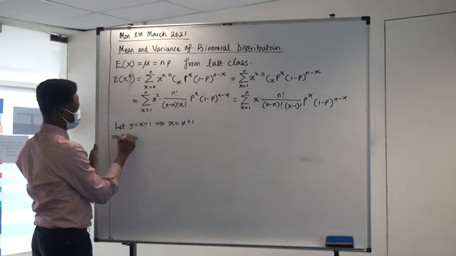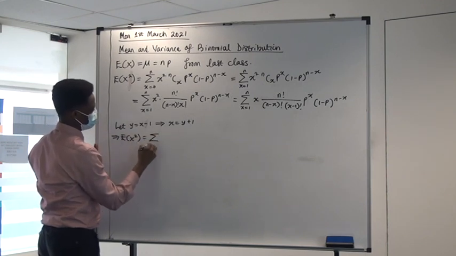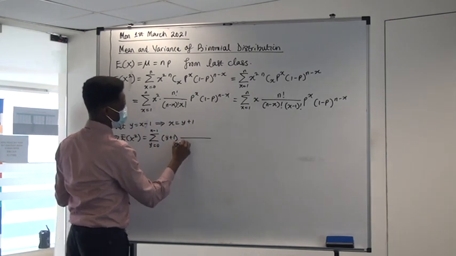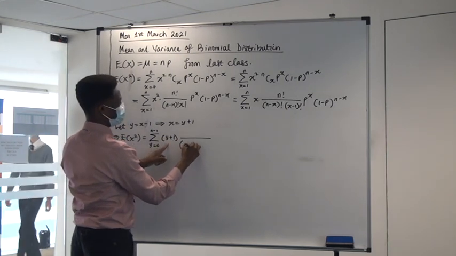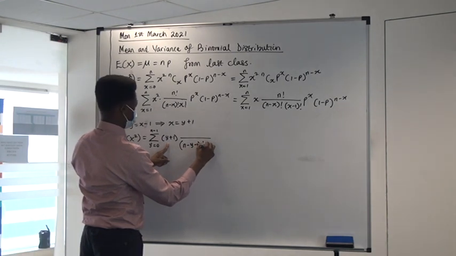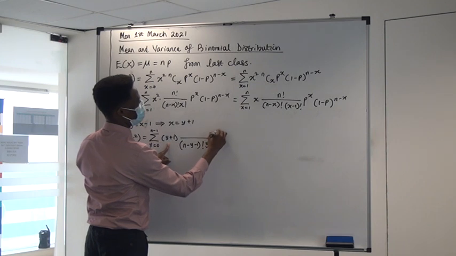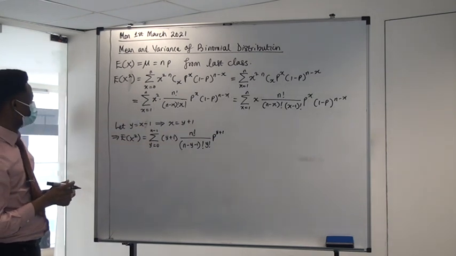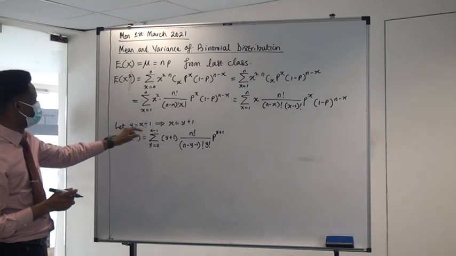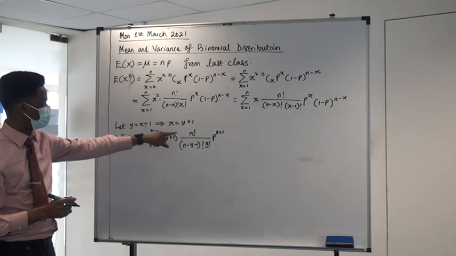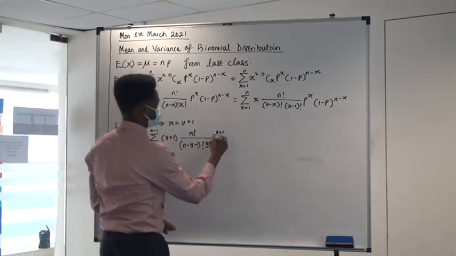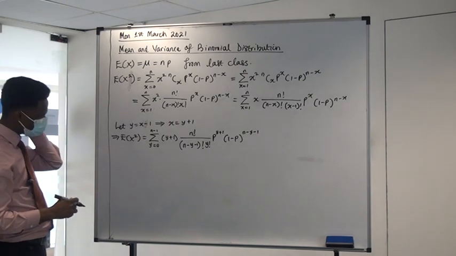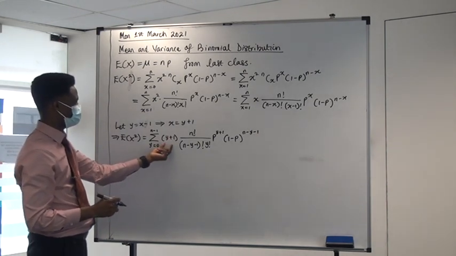So the expectation of x squared now becomes the summation y equals 0 to n minus 1, y plus 1, n minus y minus 1, then y factorial, p to power y plus 1, n factorial. I'm only transforming the variable x to y. This is based on the counter, not affecting this. So we have 1 minus p, n minus y minus 1. Then we split this into two.